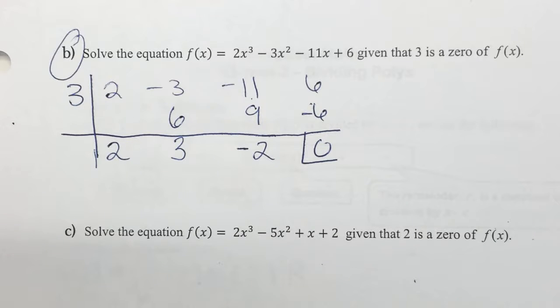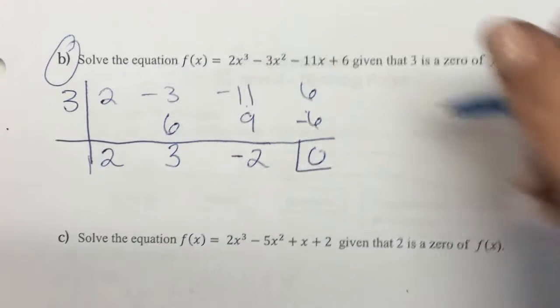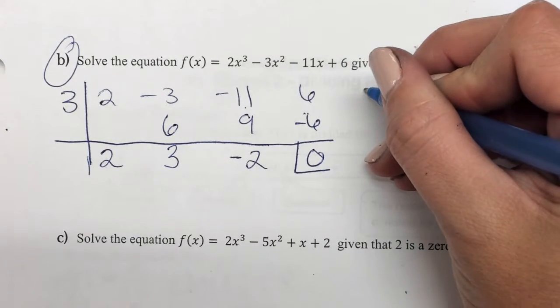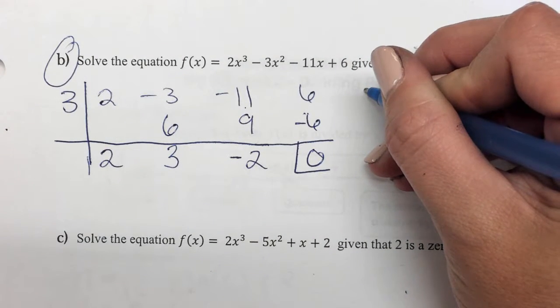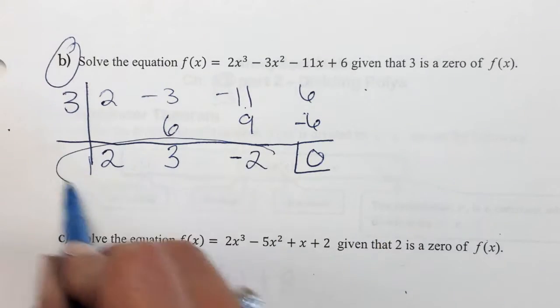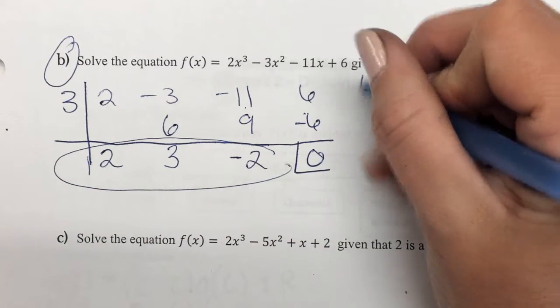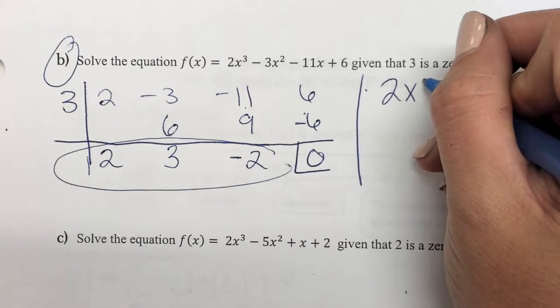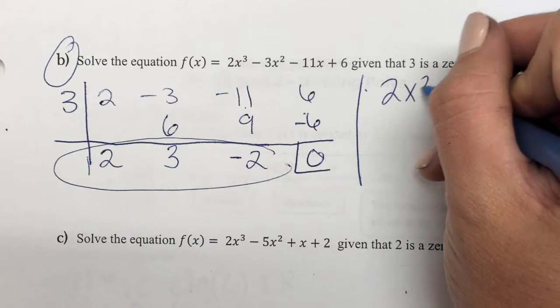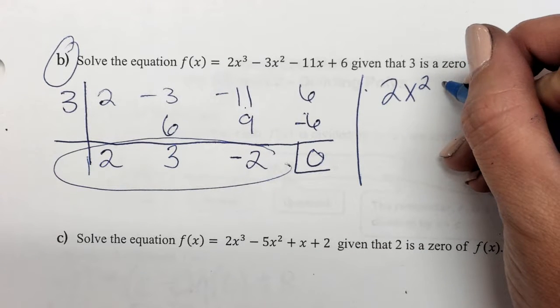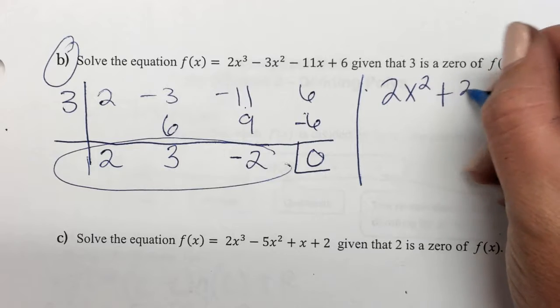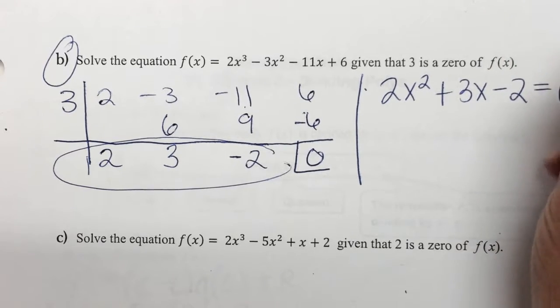Tell me the trinomial I'm going to get from here, Darian. Just tell me this part, how to write this. 2x squared minus 3x squared, plus 3x minus 2 equals 0.